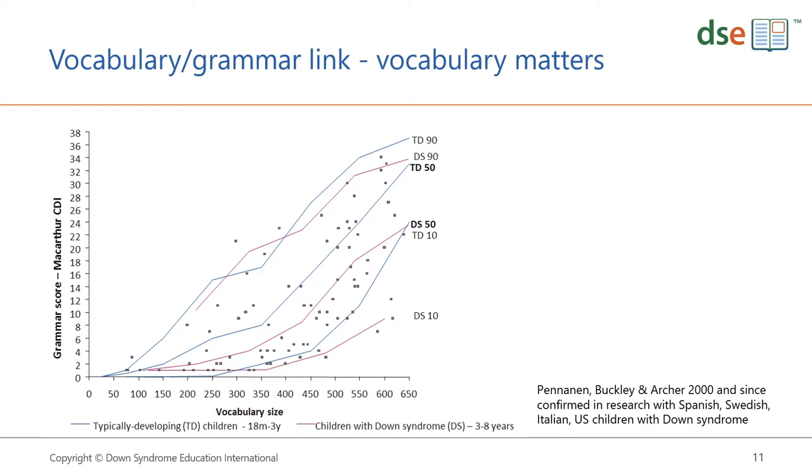But basically, what this shows is the youngsters with Down syndrome are showing the same relationship between number of different words and spoken grammar as other children. Now, that's good news. The other thing I should draw your attention to, however, is that the children with Down syndrome in this study are 3 to 8 year olds, whereas the toddlers represented in those blue lines are children between 18 months and 3 years. So our children are showing the same pattern, but it's taking them a lot longer to get there. And the important message from here, of course, is the more different words we can teach them, the sooner they may be reaching the stage where they can understand and develop grammar.